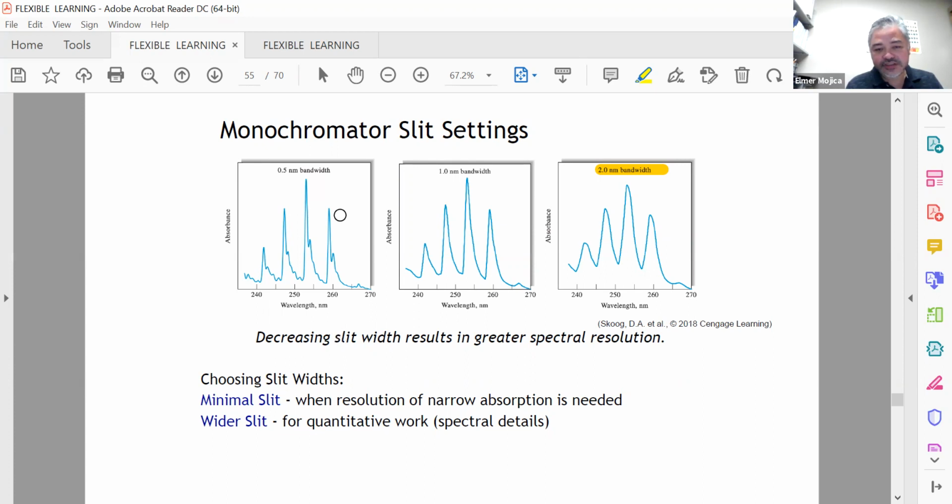And if you decrease it further to 0.5, you could see other peaks, which is not possible if you use a higher slit width, where what you see is just a broad peak. So how do you choose the slit width? As much as possible, you use the minimal slit when the resolution of narrow absorption is needed, or you can have a wider slit for quantitative work, where you don't need these spectral details.